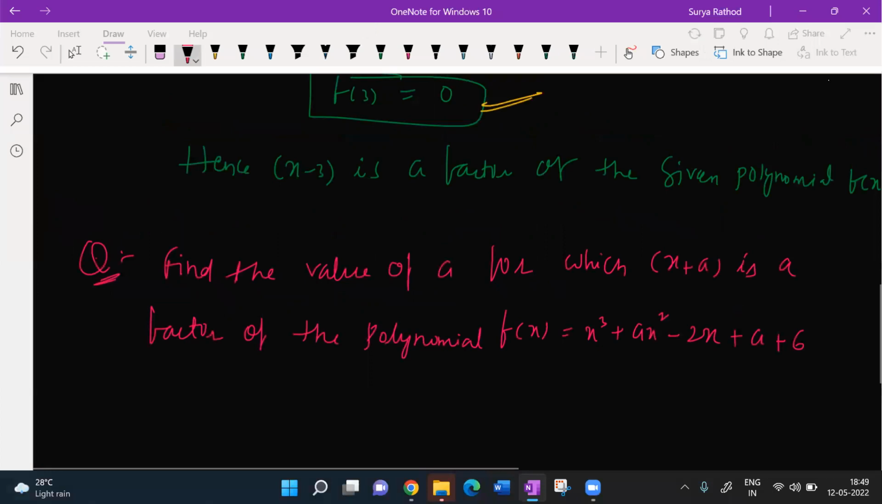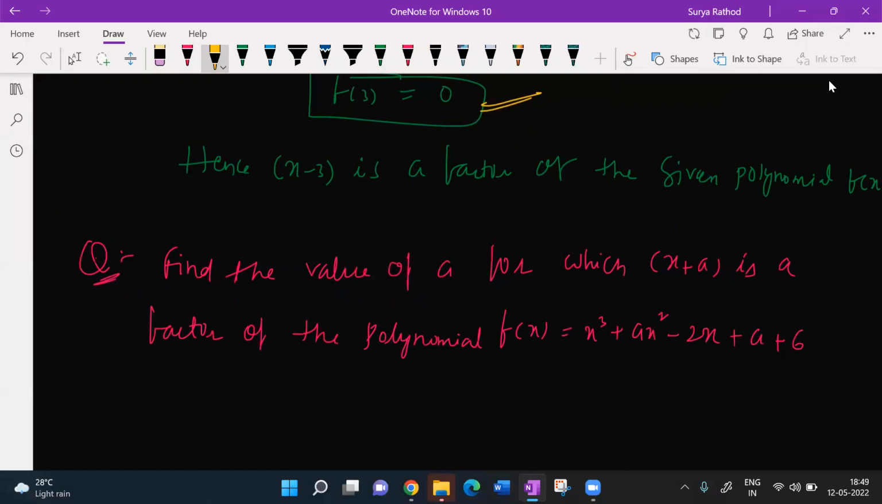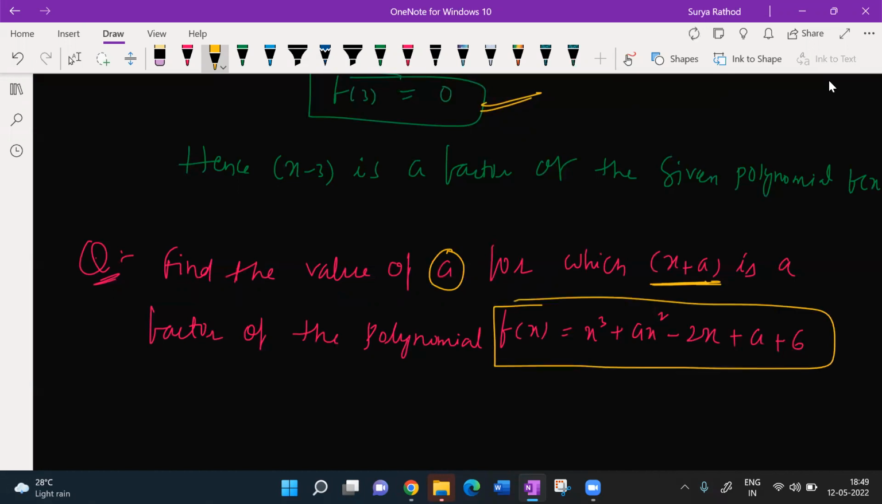Sir, can you repeat the question? Look at this here. We have to find the value of a for which x plus a is a factor of this polynomial. How can I find out the value of a? That is the question here. Zoya, tell me the answer.